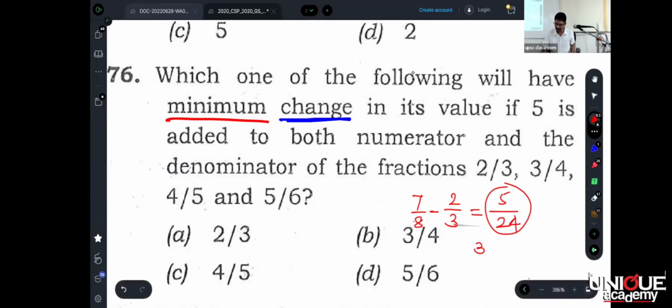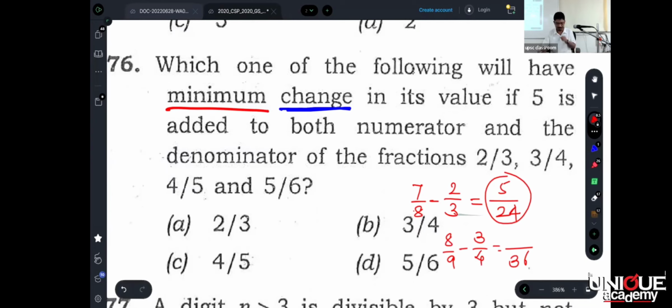Now the second is 3 by 4. When we add 5 to both numerator and denominator, we have 8 upon 9. So we have 8 upon 9 minus 3 upon 4. 9 4s are 36 in the denominator. In the numerator, we have 4 8s are 32 and 9 3s are 27. 32 minus 27 gives you again 5. So we have 5 upon 36 as the next difference. No doubt 5 upon 24 and 5 upon 36, which is the smaller? 5 upon 36 is the smaller. So as we go on increasing, the difference between these two is decreasing.